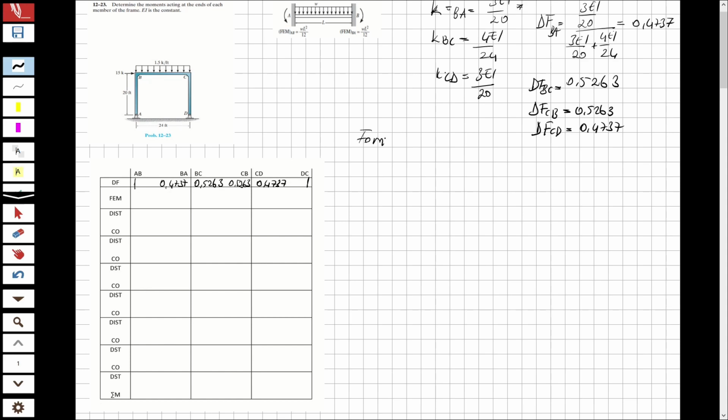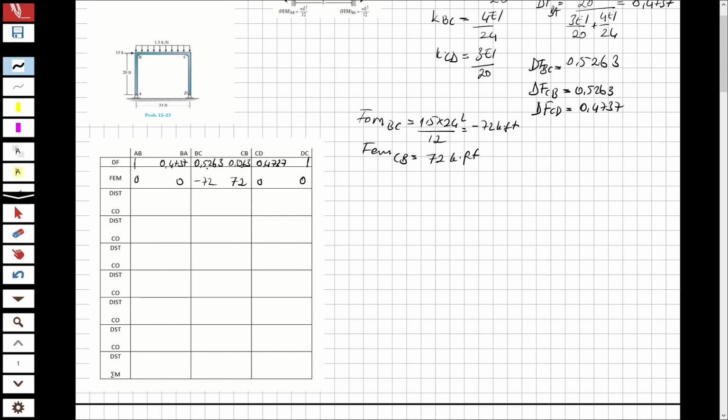So let's calculate the fixed end moments. Fixed end moment from B to C will be wL squared over 12, so 1.5 times 24 squared over 12. That will be equal to minus 72 kip-feet. So fixed end moment from C to B will be equal to 72 kip-feet. Let's write the fixed end moments. This is 0, this is 0, and for BC that is minus 72, and this is 72. This is also 0, this is 0. Okay, so now I have my fixed end moments.